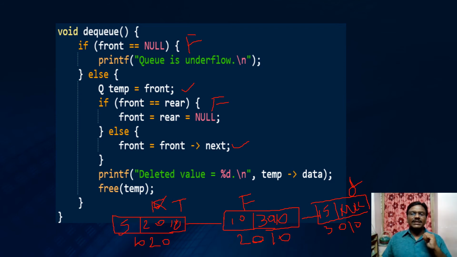After the statement execution, the front is 2010. Then delete the value temp data. At present the temp is representing 1020. The temp data is 5. Okay. Now free temp. It means after that statement it is simply freed. Now front is representing 2010. Okay. This is for deleting from the queue using a linked list.